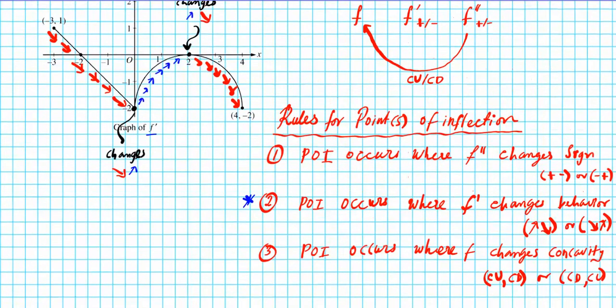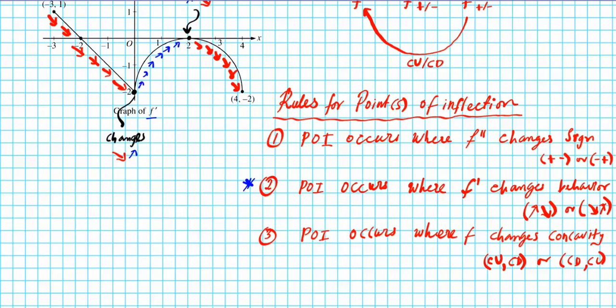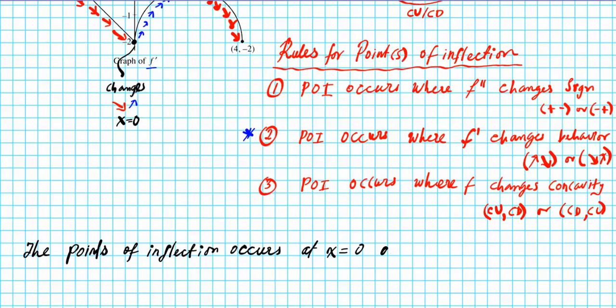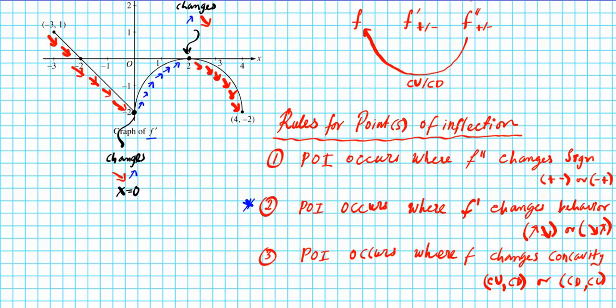So let's go ahead and identify these values first, this point of inflection, and then we have to provide justification because we're asked to do so. All right, so the points, change the color. There are 2 of them here. The points of inflection occur at x equals 0, right here, and x equals 2, right here. Okay, x equals 2.